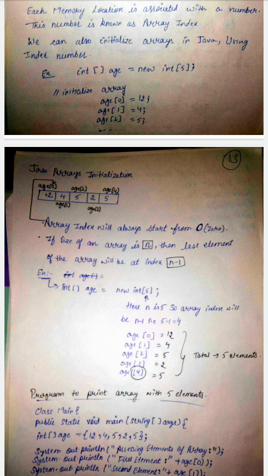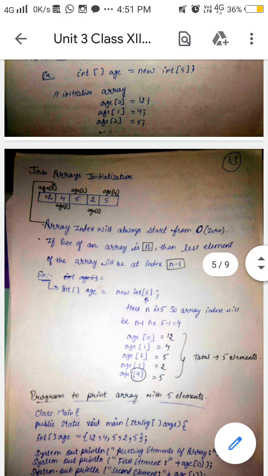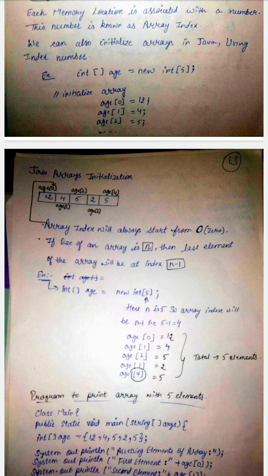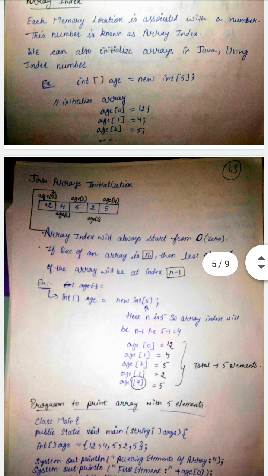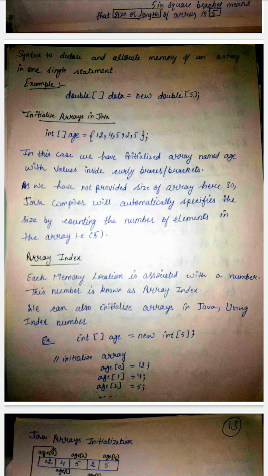Okay, so in index 0 there will be value 12, in index 1 there will be value 4, in index 2 there will be value 5. Okay, and in index 3 there will be value 2, and again in index 4 there will be value 5. So it means the index will always start from 0.